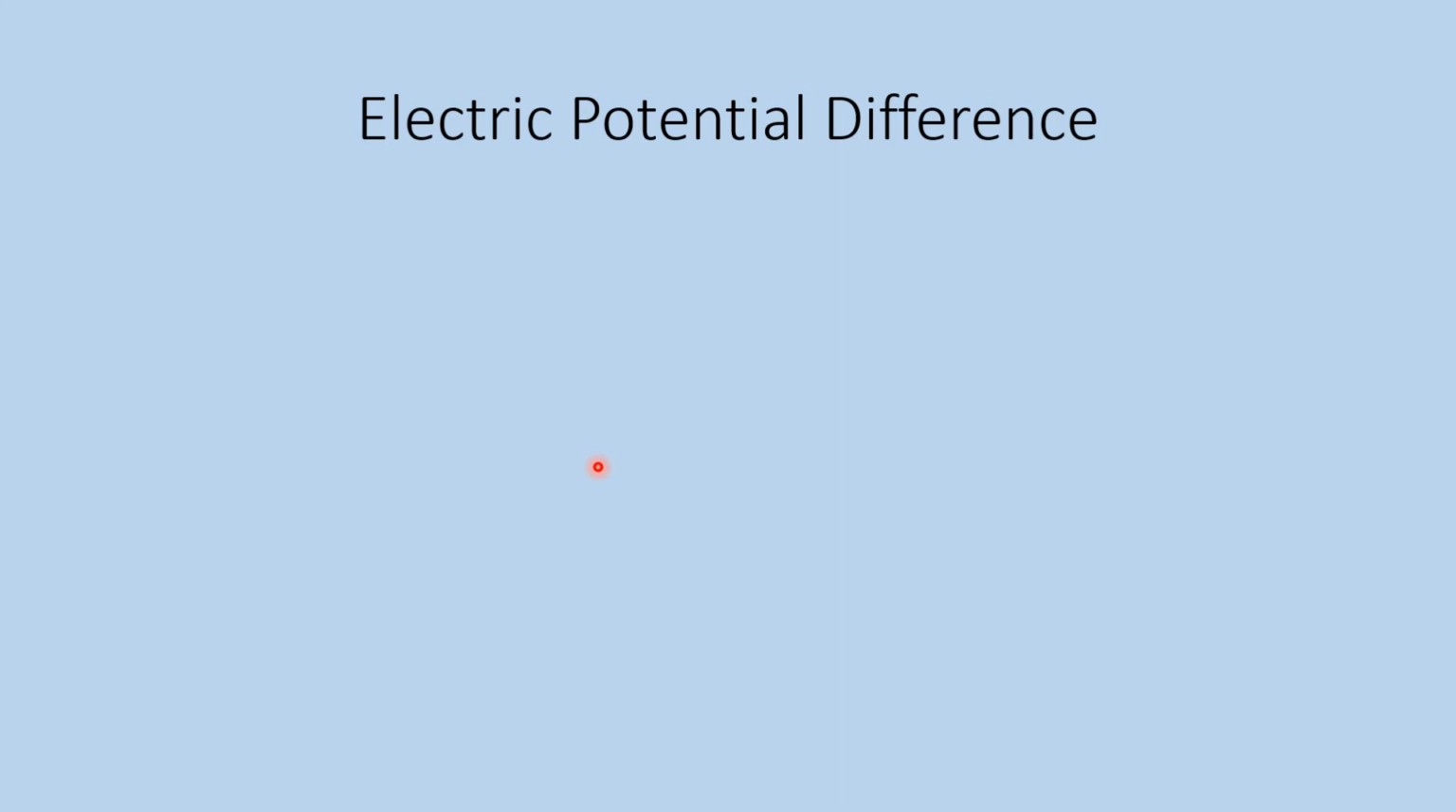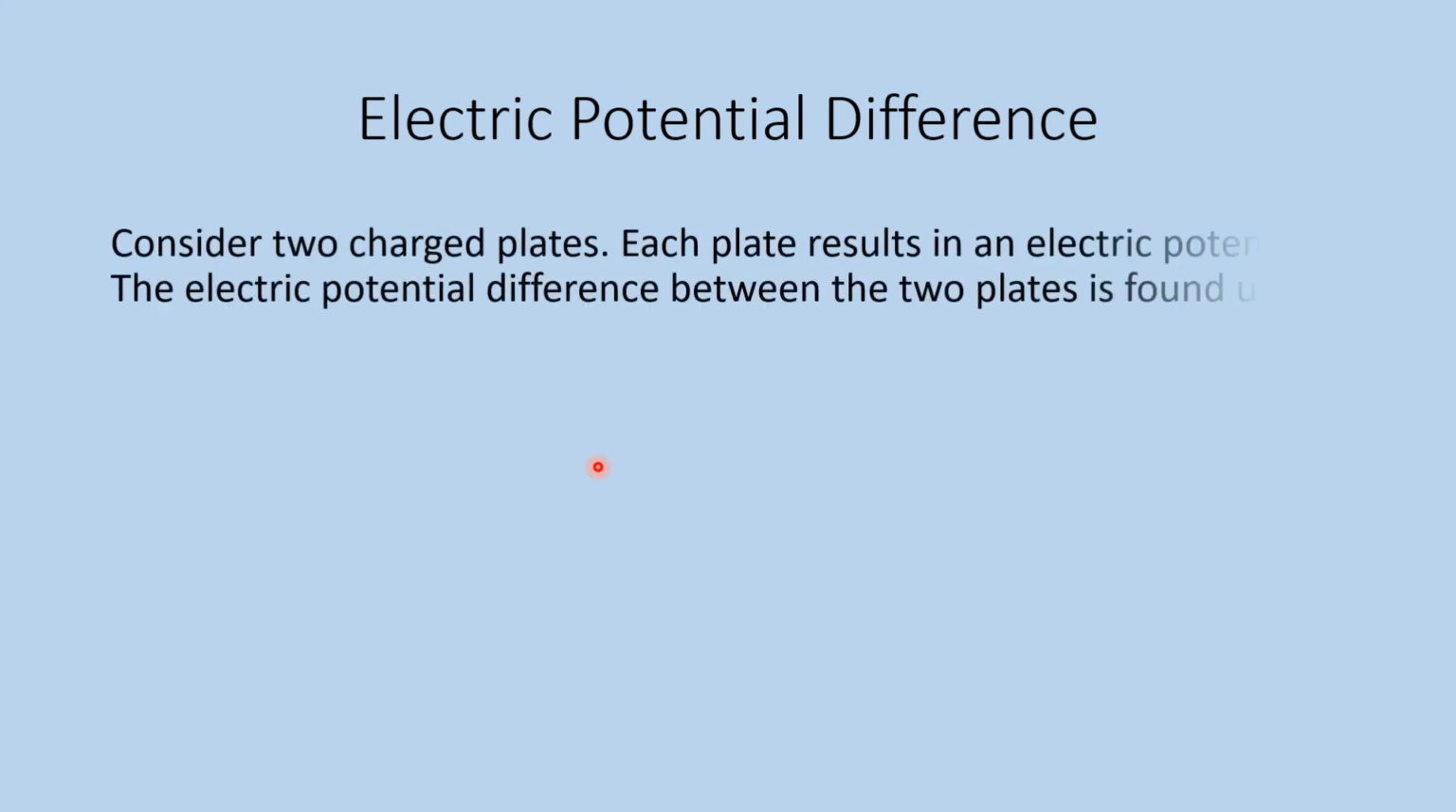Now, the first system: if we have two charged plates, whenever we have a charge, then there is an electric potential. So each of the two plates has an electric potential. The electric potential difference between the two plates is found using this formula, delta V equals ED, where delta V is the electric potential difference, E is the electric field measured in volts per meter, and D is the separation distance between the two charged plates, measured in meters.